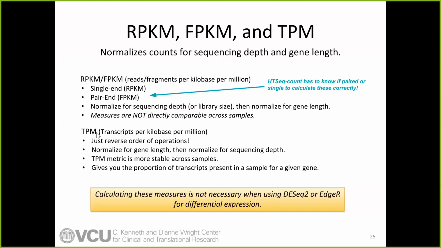The transcripts per million is becoming more and more popular in the literature, and it uses the same data, but it does it in the reverse order. So it normalizes for gene length and then for sequencing depth. And this, well, some people say it's still not comparable across samples. I think it's more comparable because it looks like a proportion of transcripts present in a sample. So you can't interpret it as a direct expression value. It's more of a proportion.